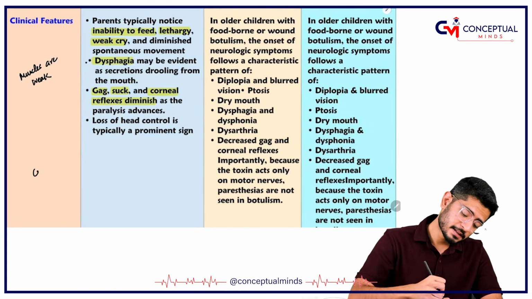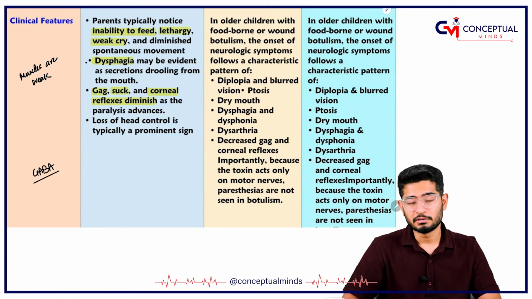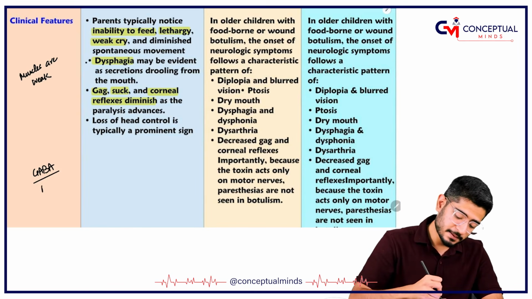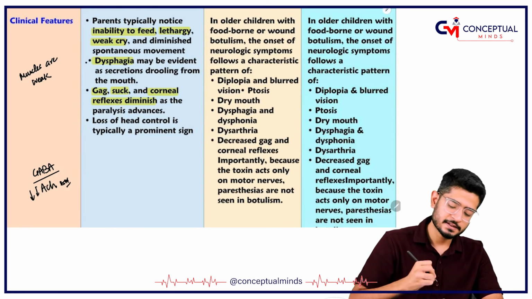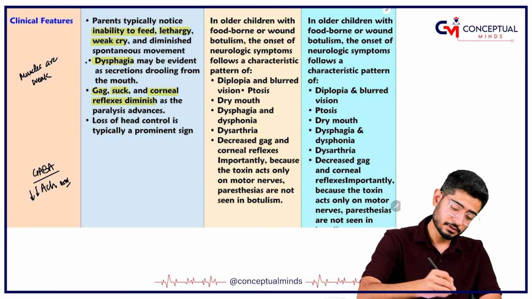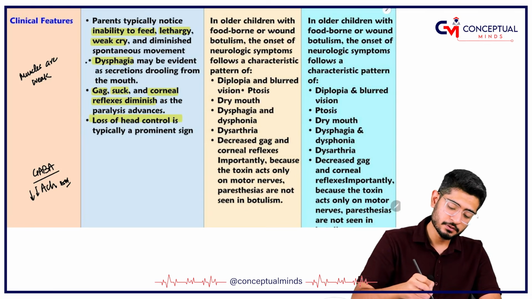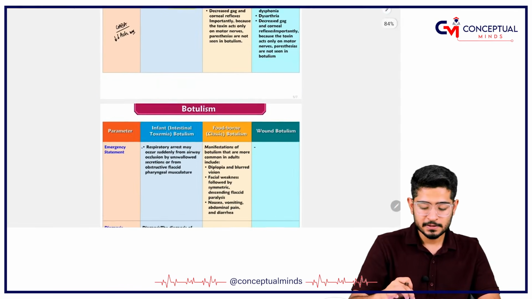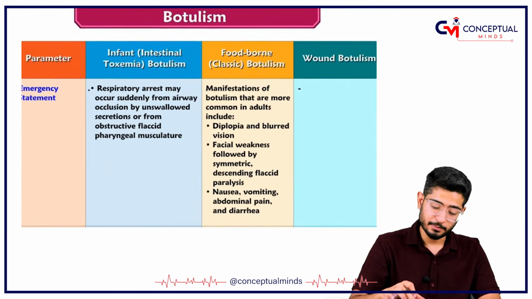So botulism has something to do with GABA, that's an inhibitory neurotransmitter. Then it has something to do with acetylcholine also. Mainly it is related with acetylcholine. So there is deficiency of acetylcholine in botulism, right? And yes, there is a loss of head control also. That's a prominent sign. Why? Because the brain is not functioning properly.